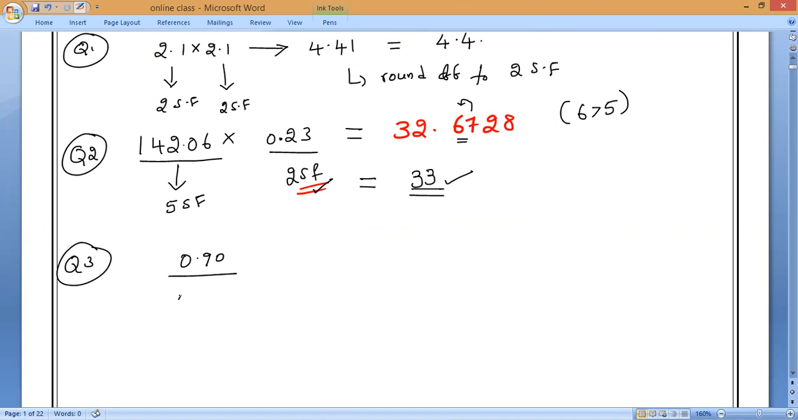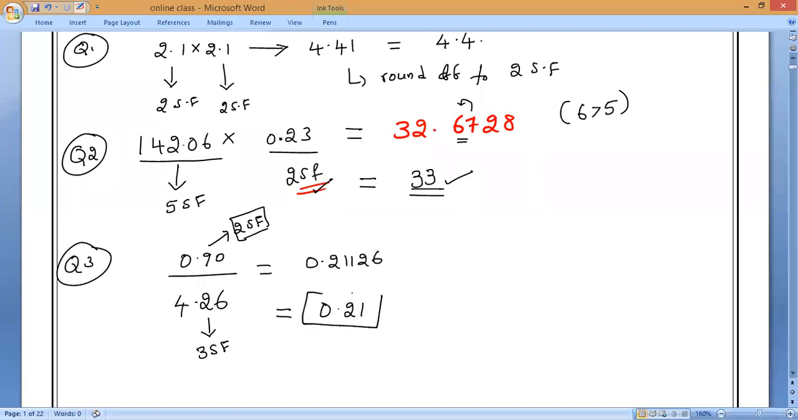Next, question number 3: 0.90 divided by 4.26. Now tell me the division. First of all, how many significant figures here? In 0.90, 2 significant figures. In 4.26, 3 significant figures. Now do the division and tell me the answer. If you divide this, you will get 0.21126. But we have to round up to the least number of significant figures, which is 2. So the answer is 0.21.